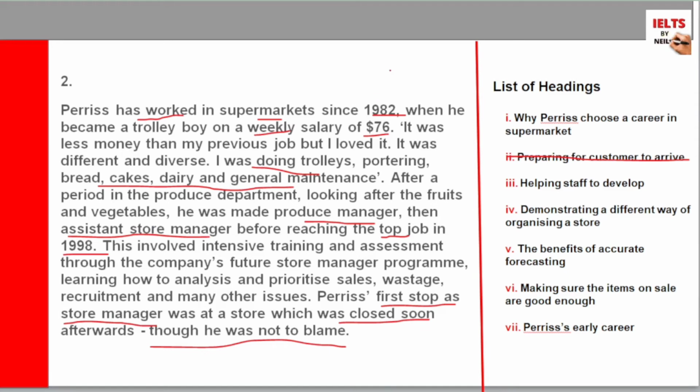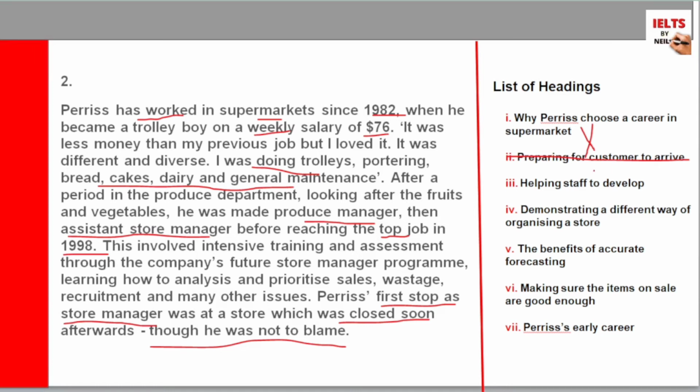Okay, let's find out which is the most suitable heading. So number one, why Paris chose a career in supermarket. As we can see, this paragraph is talking about supermarket and career and Paris, but it's not talking about why Paris chose a supermarket career. No reason is being given in this paragraph, so it's a no.